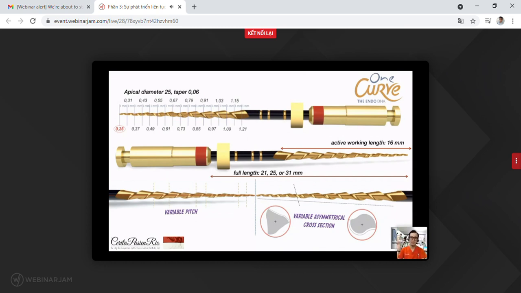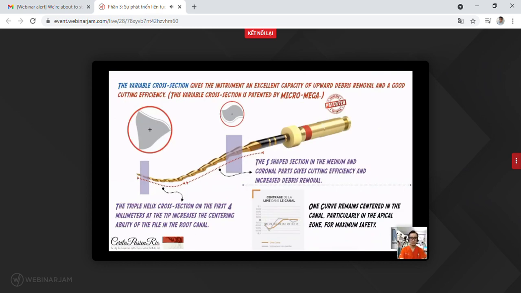minimum instrumentation size of the files, and it has two different cross-sectional cuts, and it is not symmetrical. So it is asymmetrical, so that the movement will not be that centered, but will also be able to shape or touch the areas that are not in the center of the canal.